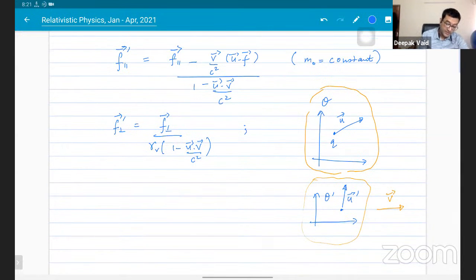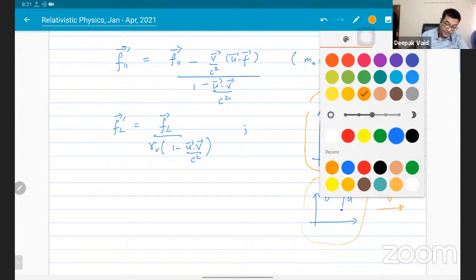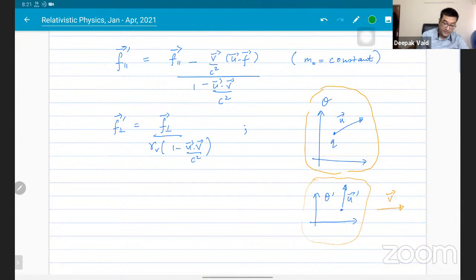Now imagine that there is some electric field. There is some electric field, and this electric field will act on the charge, and it will create a force F equal to EQ, right? This is as seen by the observer O.